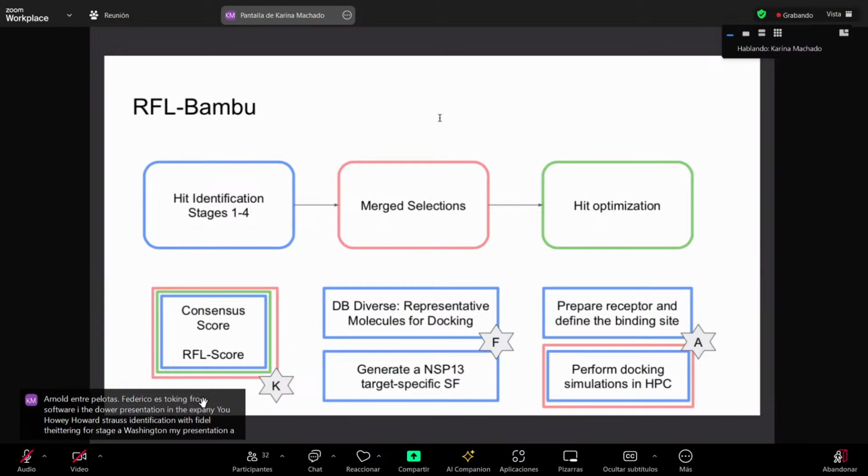The stars with the letters indicate that some activities are going to be detailed by each one of us. I'm going to detail how we did the consensus score using our in-house scoring function, or FL score. After that, Frederico is going to detail 3 parts: the diverse database, the representative molecules we consider in docking, and our target-specific scoring function. And finally, Adriano is going to detail how we prepared the molecules for docking and how we executed these docking simulations in a cluster environment.